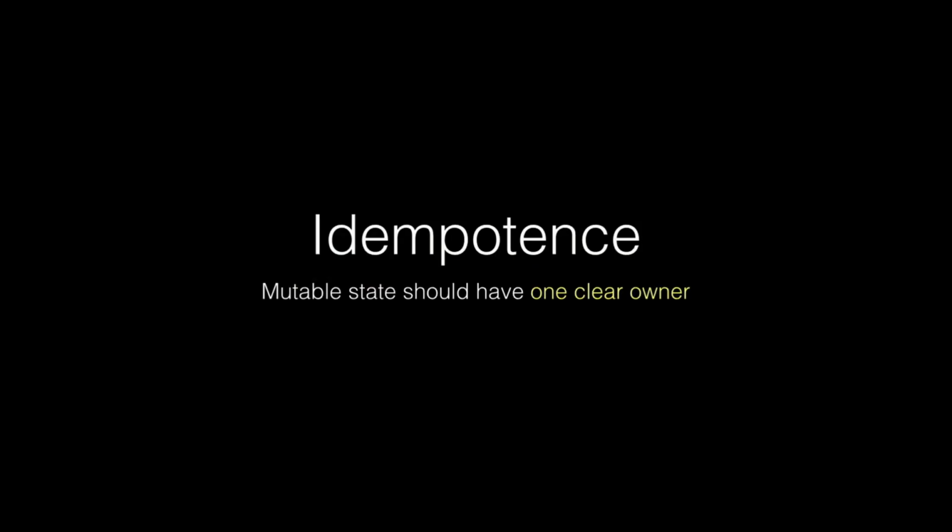And that source of truth should have one clear owner. So if you have a piece of mutable data, let's say the to-do list again, all of the code that mutates that should live in one place. And it should be the gateway to this mutable state. So you can reason about exactly what's going to happen and how things are going to interact.